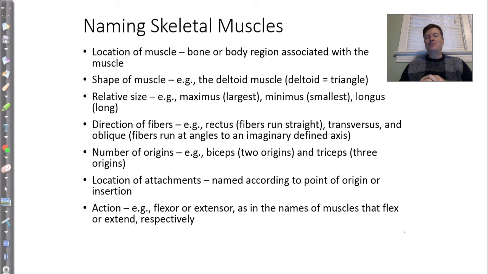But once you learn why a muscle is named what it is, it's supposed to help give you a little better way of remembering it. So spend some time if you see a muscle like the deltoid, knowing that means triangle, and you see the muscle up here and you see the triangular shape. Hopefully it helps jog your memory.